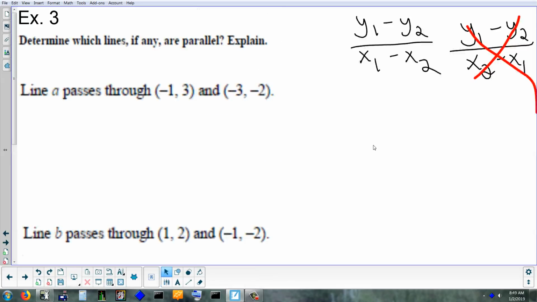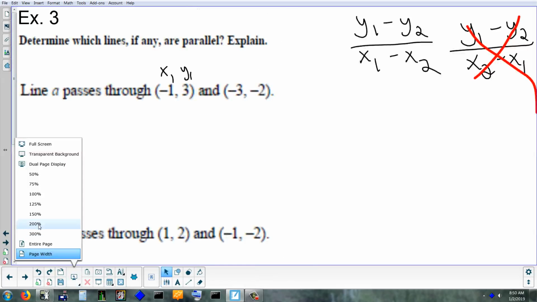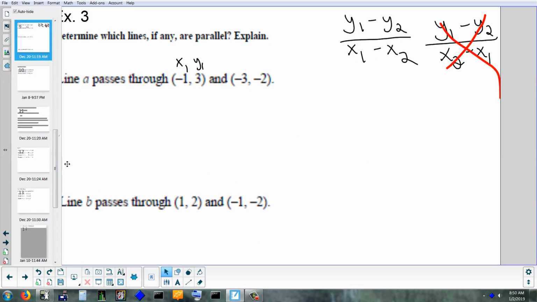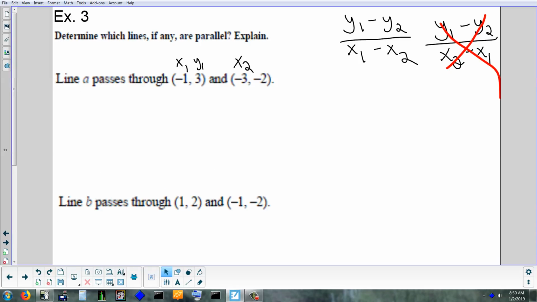All right. So in these coordinates, what would I label that? Somebody tell me. Gigi? X1. So if we're calling this X1, we better call this Y1. Ryan, what am I going to label these two? What's the -3 going to be? If this was X1, what's this going to be? X2. These are my second coordinates. And then this is going to be Y2.